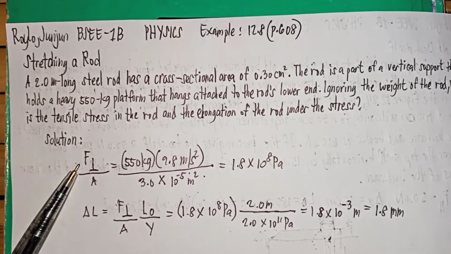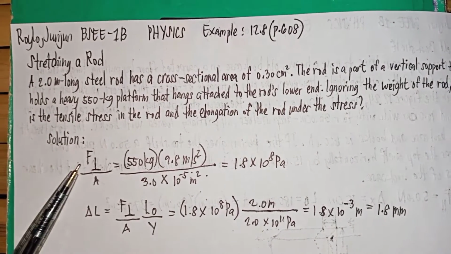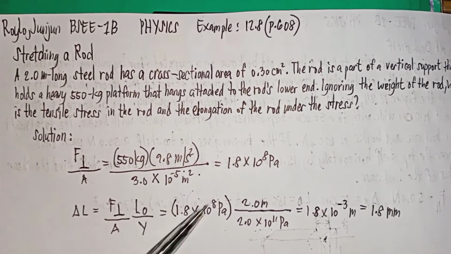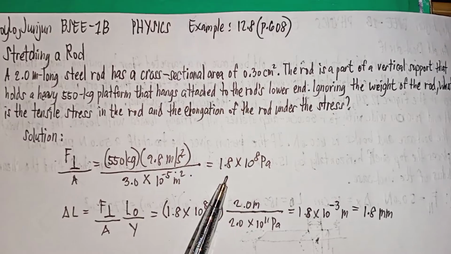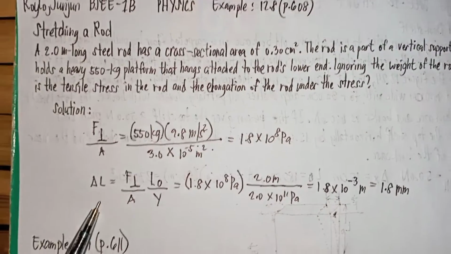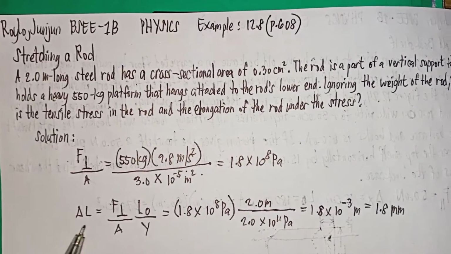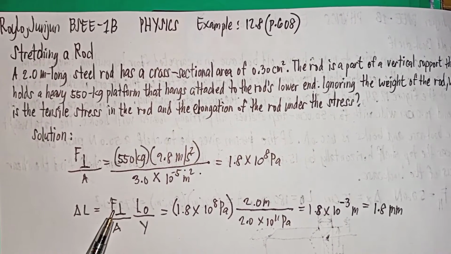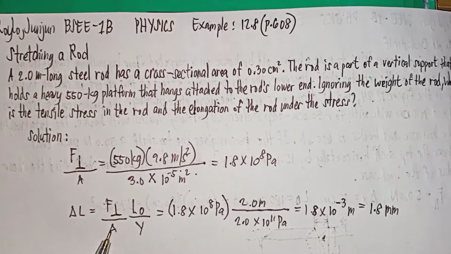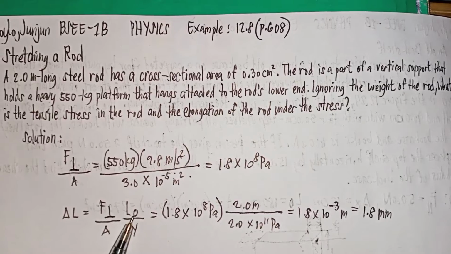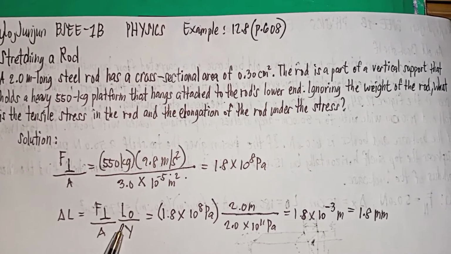The force acting perpendicularly to the cross section of the object over the area. So we substitute the values, and then the result is 1.8 times 10 to the power of 8 pascals. Then the delta L, or the change of length, equals the force acting perpendicularly to the cross section of the object over the area of the object, times the original length over Y.